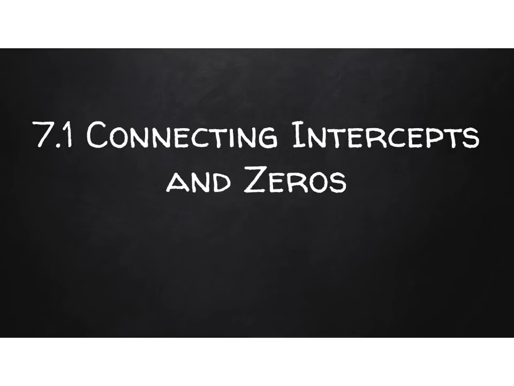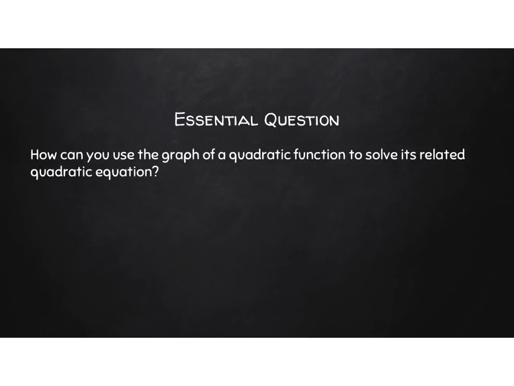7.1, connecting intercepts and zeros. So we're going to continue our work in quadratics and dive a little bit more into quadratics in standard form that we started in 6.3. So our essential question is, how can you use a graph of a quadratic function to solve its related quadratic equation?